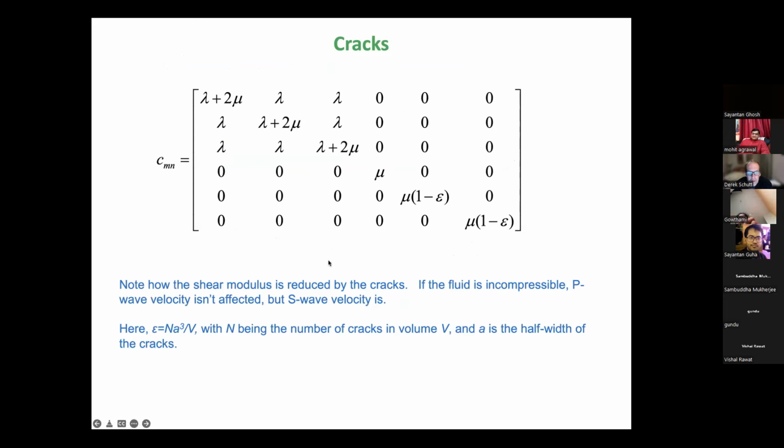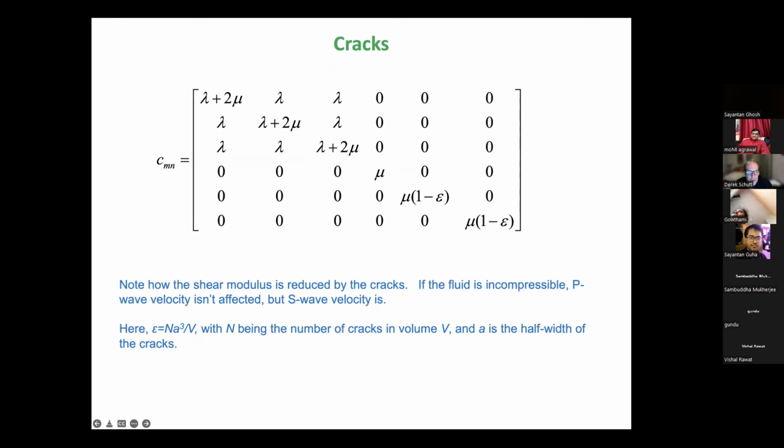In the case of cracks, we also get anisotropy. This is a case of shape-preferred orientation. And the anisotropy looks like this, where we have a 1 minus eta term in C55 and C66. And eta equals n a cubed over v, where n is the number of cracks in the volume v, and a is the half width of the cracks.